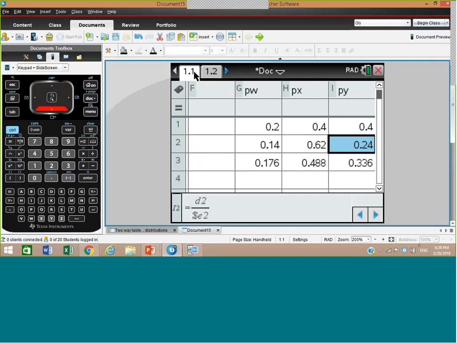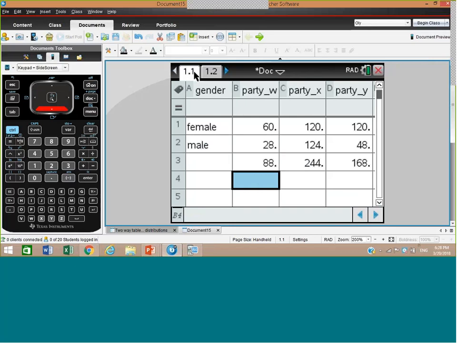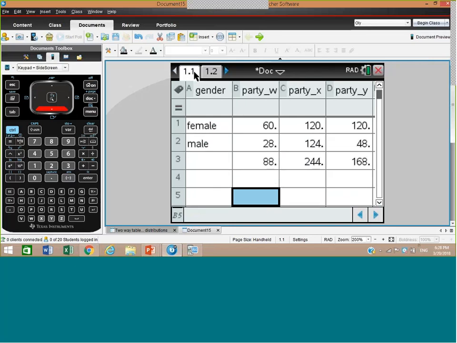That's not the same thing as the probability of being male given that you are registered in Party Y, or the probability of being female given that you're registered in Party W. So those require the reverse division. In the one that we were just looking at, he divided by row totals. He had to divide by the total number of males or the total number of females.